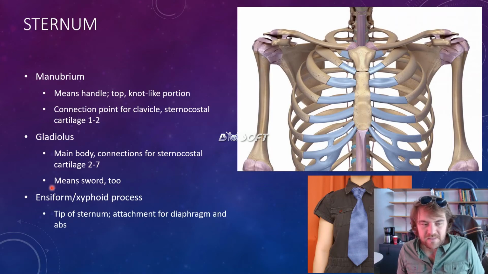I see that "ensiform" means sword too. That actually should be down here, because ensiform means sword also. This is the xiphoid process. We'll talk about that. I've got it slightly out of order.